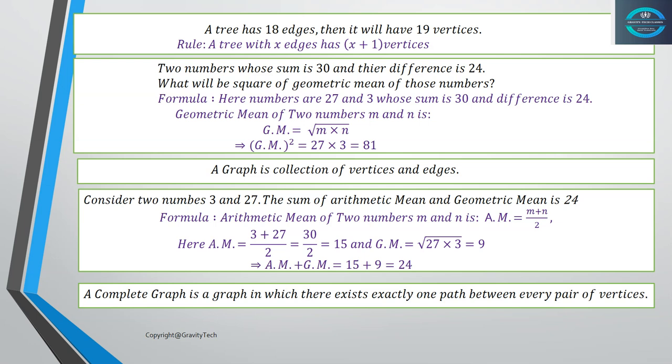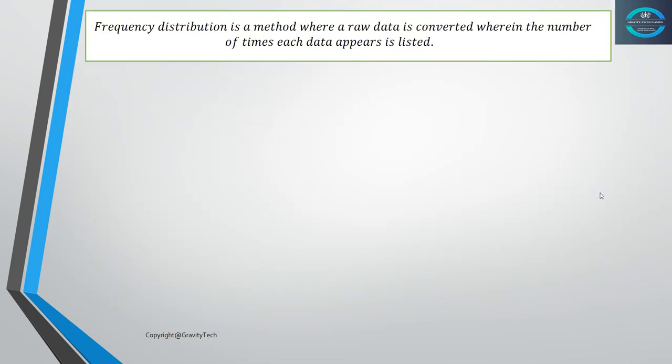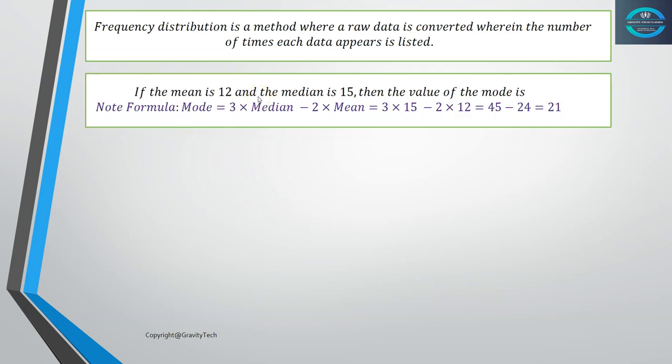Okay, that is what we call a graph. The next one: a frequency distribution is a method where raw data is converted so that the number of times each data value appears is listed. Now the next question is that we need to find the mode, where the mean is given as 12 and the median is given as 15.